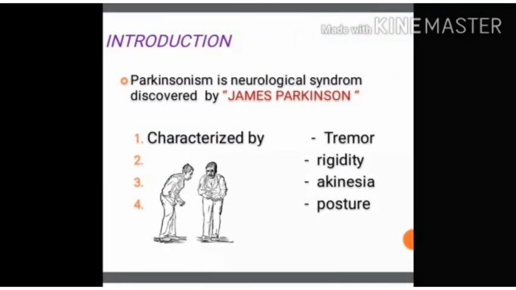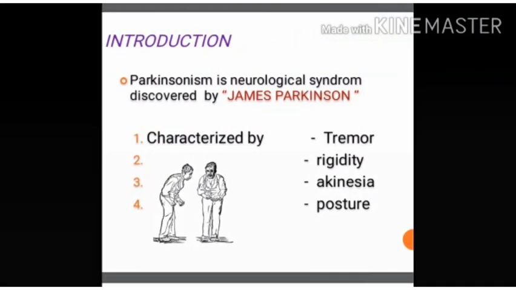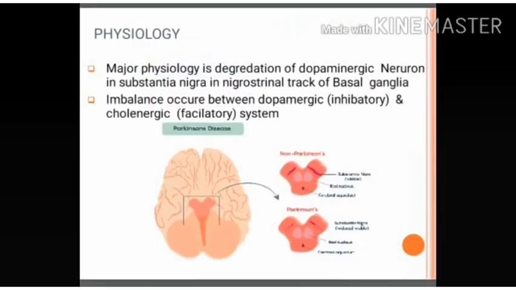Firstly, we see the introduction of Parkinson's. Parkinson's is a neurological syndrome discovered by the scientist James Parkinson. It is majorly seen in old persons, characterized by tremor, rigidity, akinesia and posture. These are all the symptoms of Parkinson's. Next, we see the physiology of Parkinson's.